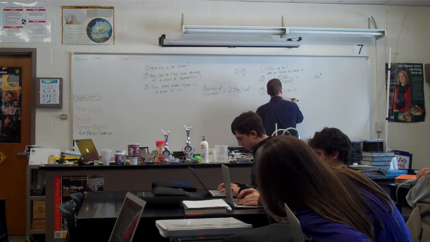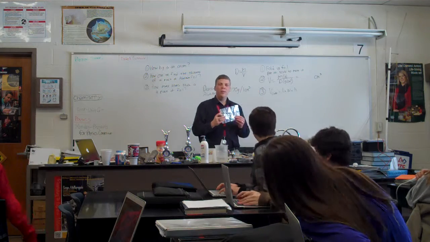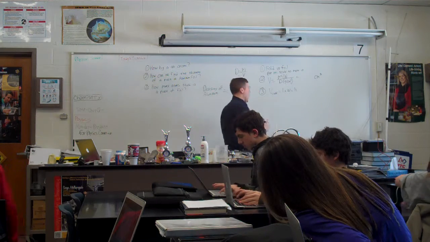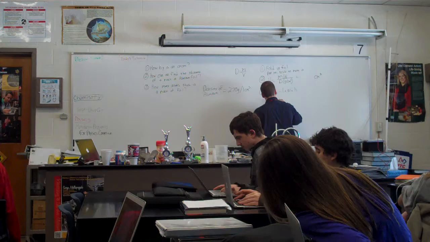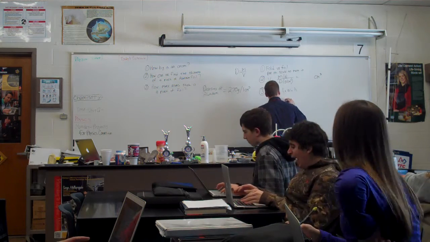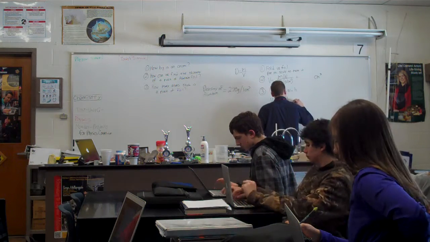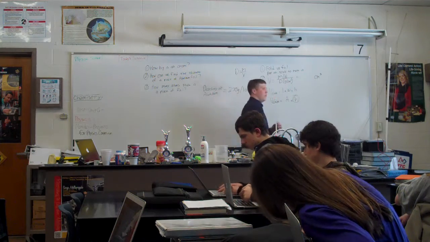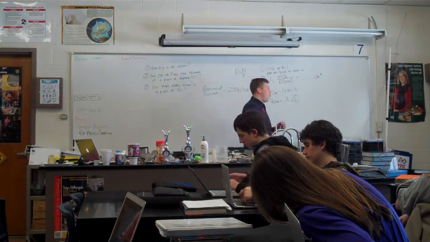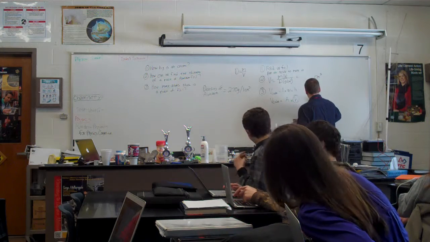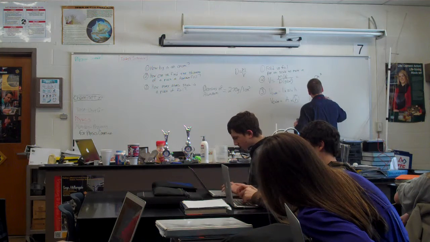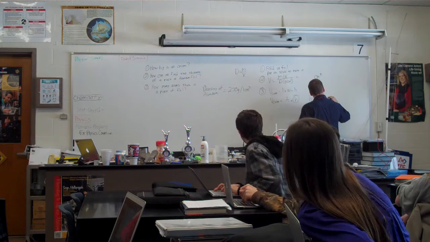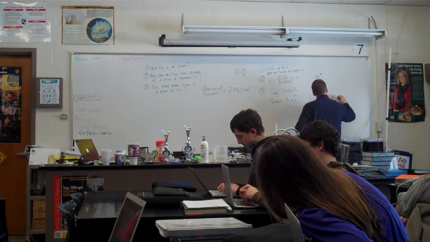What does length times width give me? Area. So volume of a cube equals area times height. What's the height representing? Thickness. That's right. Height is the thickness of the foil.